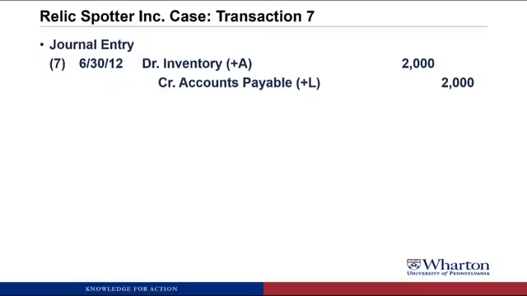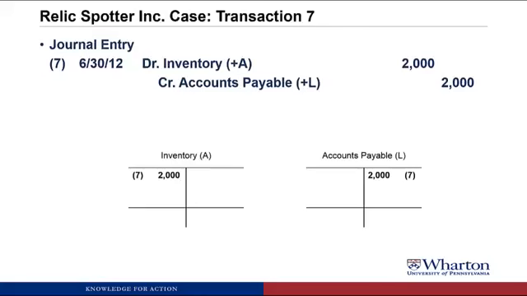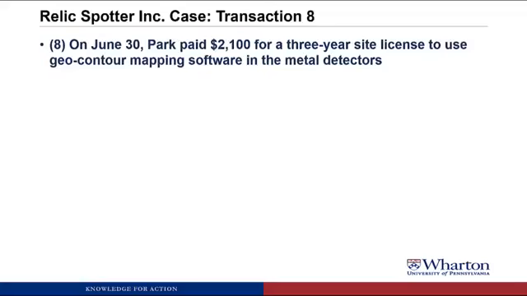We post this one to T accounts. There's no cash T account this time. Instead, we create an inventory T account with a debit balance and create an accounts payable T account with a credit balance. Transaction 8. On June 30th, Park paid $2,100 for a 3-year site license to use geocontour mapping software in the metal detectors.